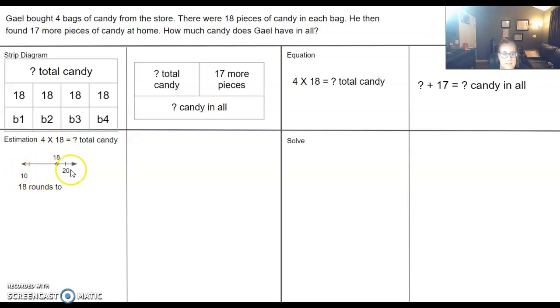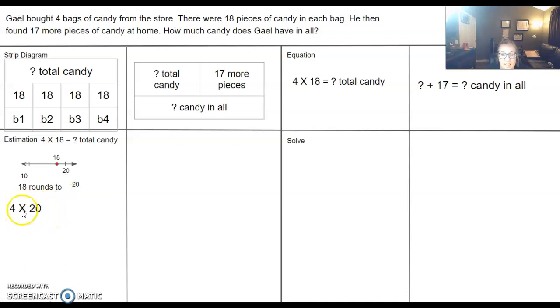So I have 10 on this side. I have 20 on this side. Is 18 closer to 10 or is 18 closer to 20? Nice job. You guys are getting really good at rounding. 18 is definitely closer to 20. So I'm going to say 18 rounds to 20. Now I'm going to write my new equation. So I'm going to say 4 times 20, or 4 groups of 20.